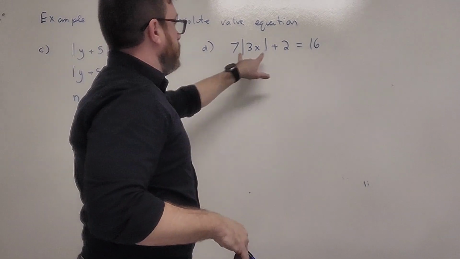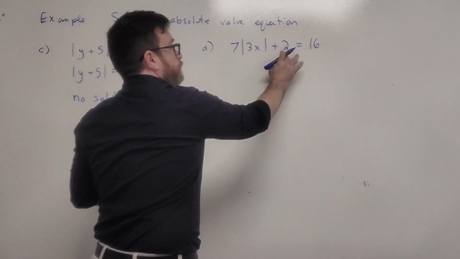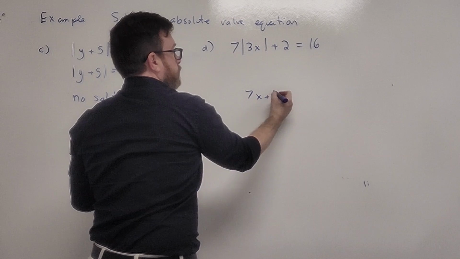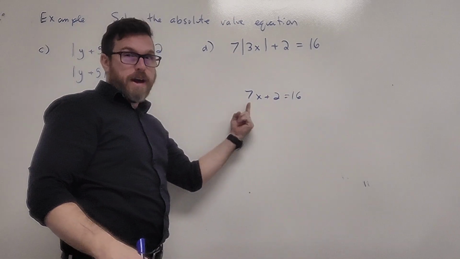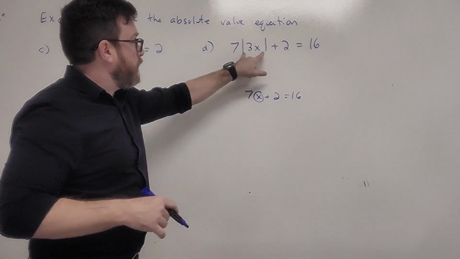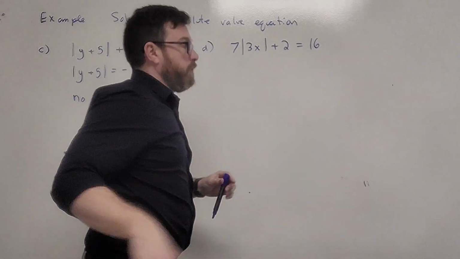Similarly, we're going to have to isolate the absolute value before I can solve for x. So add 2 first, divide by 7 next. This really has the same form as 7x plus 2 is equal to 16. You'd solve this by adding 2 and then dividing by 7, in order to isolate the x. But what we're trying to do is isolate that absolute value. So very similar, we're going to have to subtract 2 first.